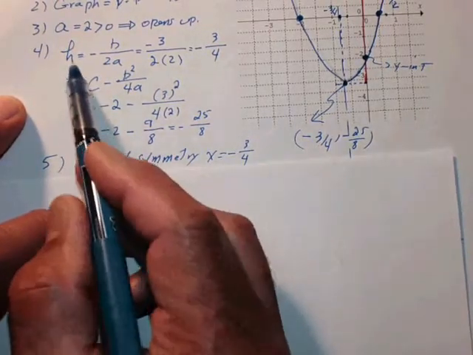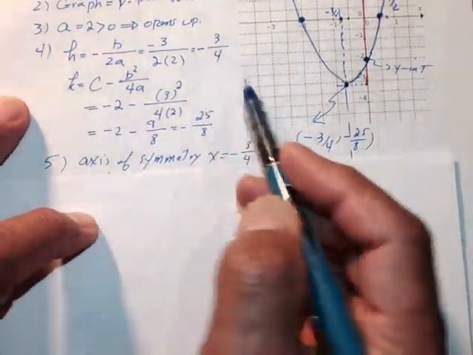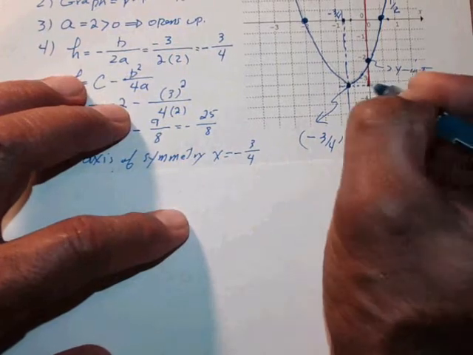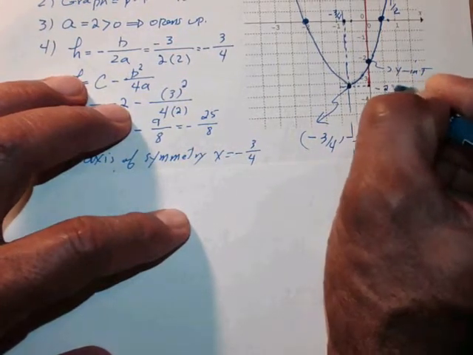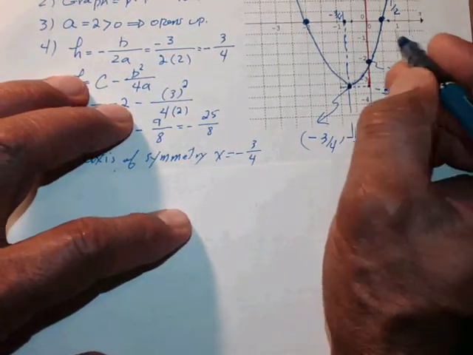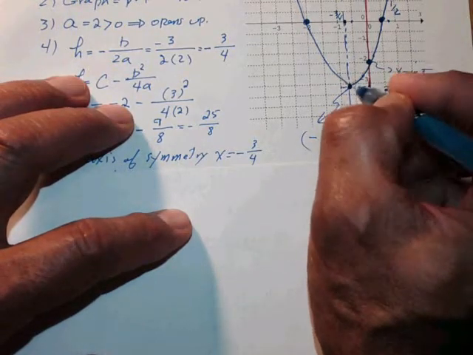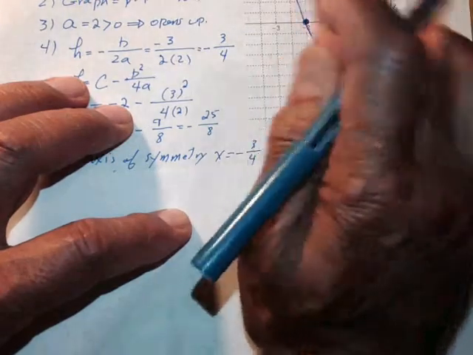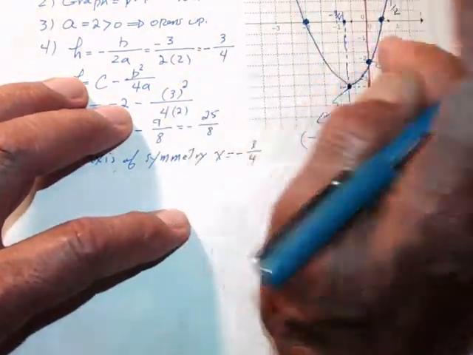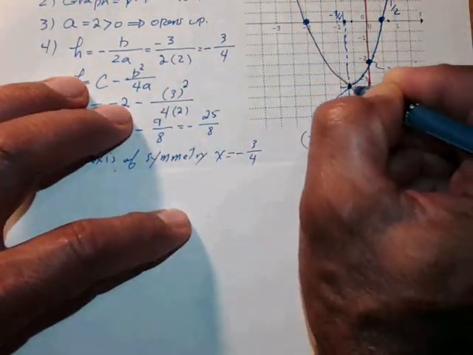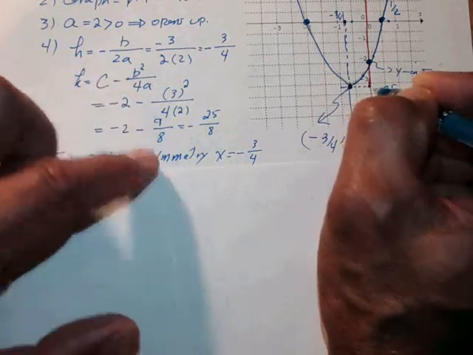Now I have both h and k. h is this, and k is negative 25 over 8 right here. You see, this is negative 25 over 8. It's about negative 3.125. So this point becomes the vertex. Ignore the graph for now. Suppose you don't have the graph. So you have the vertex. I got the vertex.